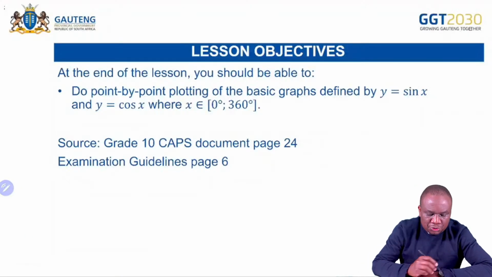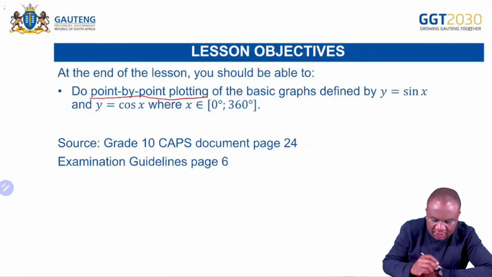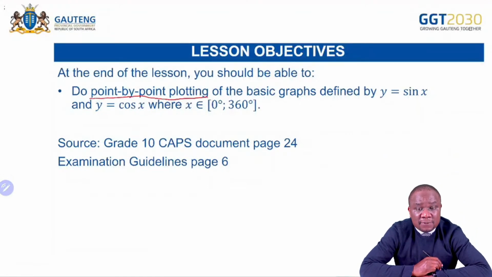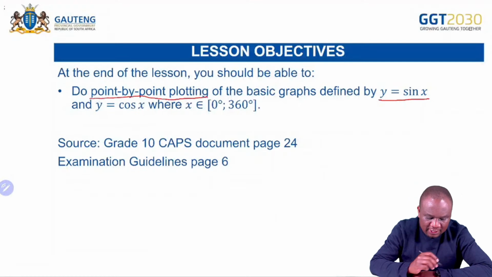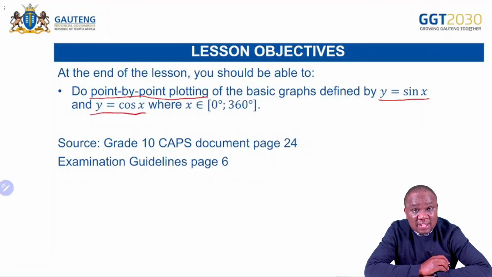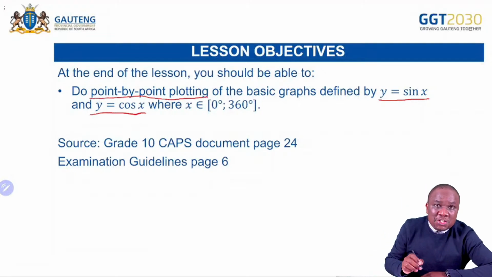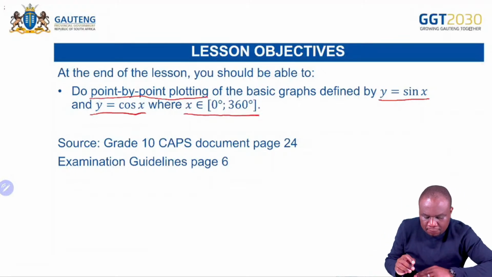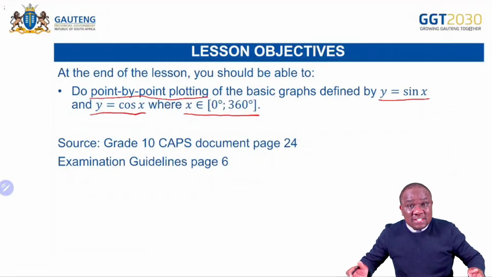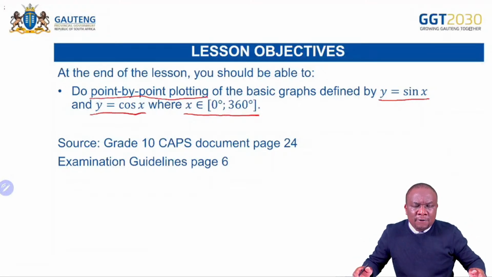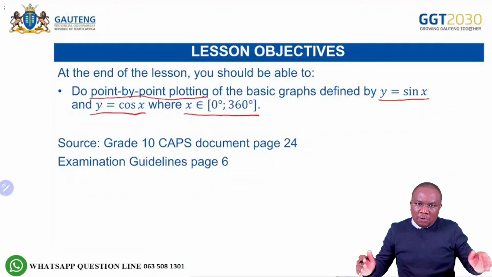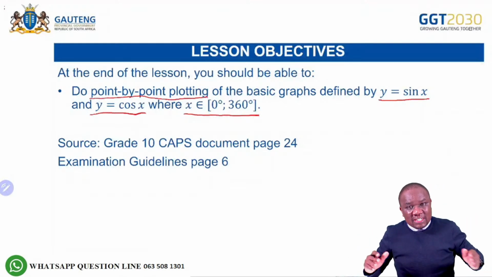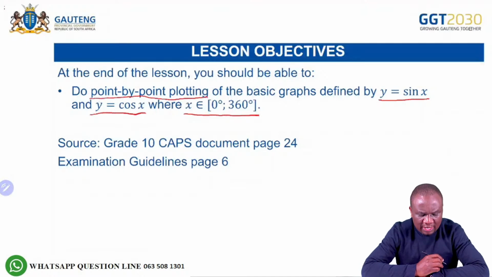Right, today we're going to do point by point plotting of the basic graphs defined by y is equal to sine x, that is the sine graph, and then y is equal to cos x, that is the cosine graph. For which domain? For the x values from 0 to 360 degrees. In grade 10, remember, that's our domain. For all the graphs, we do from 0 to 360 degrees. So that's what we're going to learn today.